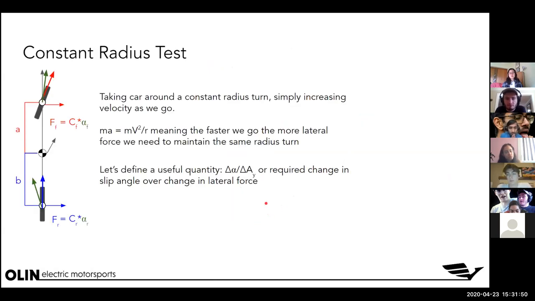So here's another useful framework to think about this with, and that is the constant radius test. A constant radius test for a car is where you're trying to keep the car going along the same radius path, but you're increasing its speed. As we know from before, with that V squared over R relationship, if R is constant and we want to increase V, we're going to need to increase the lateral force as well. So we're now going to define a quantity, and that is the change in slip angle divided by the change in lateral acceleration, delta alpha divided by delta AY.